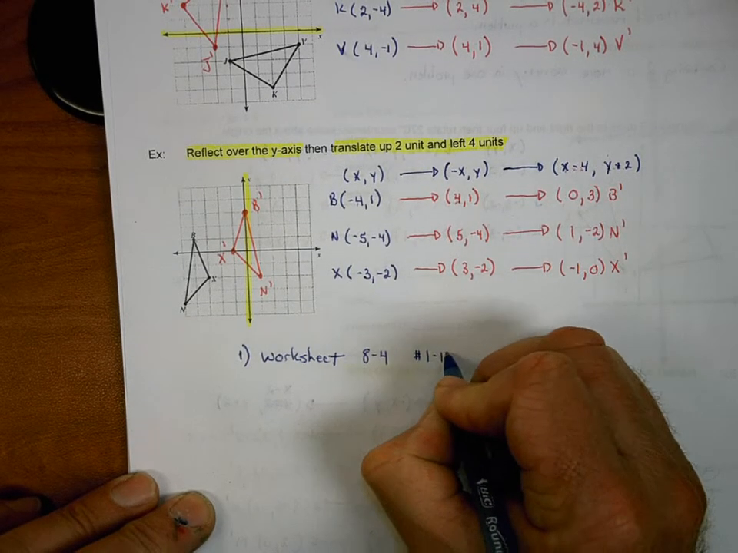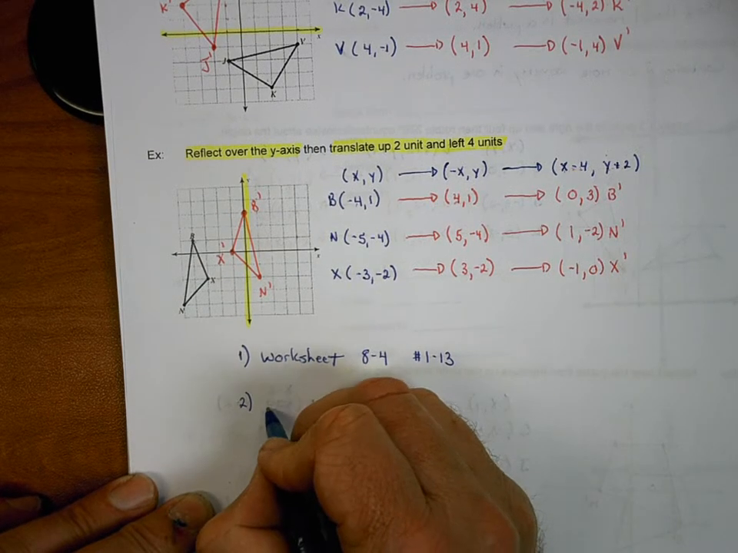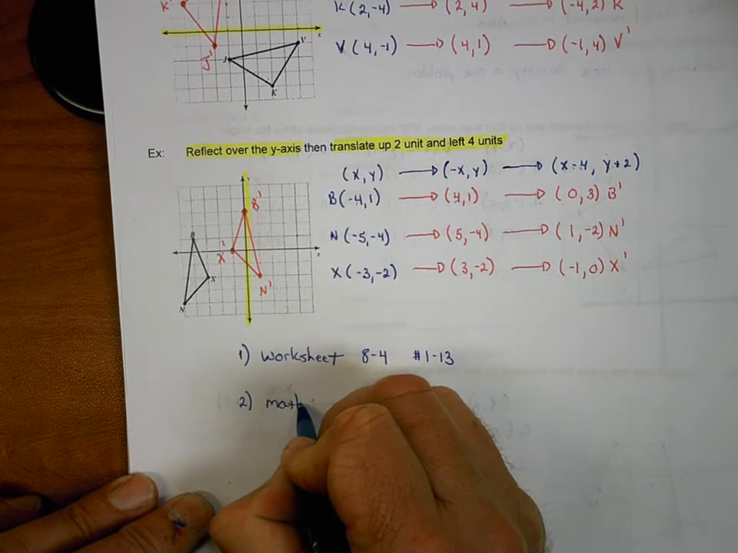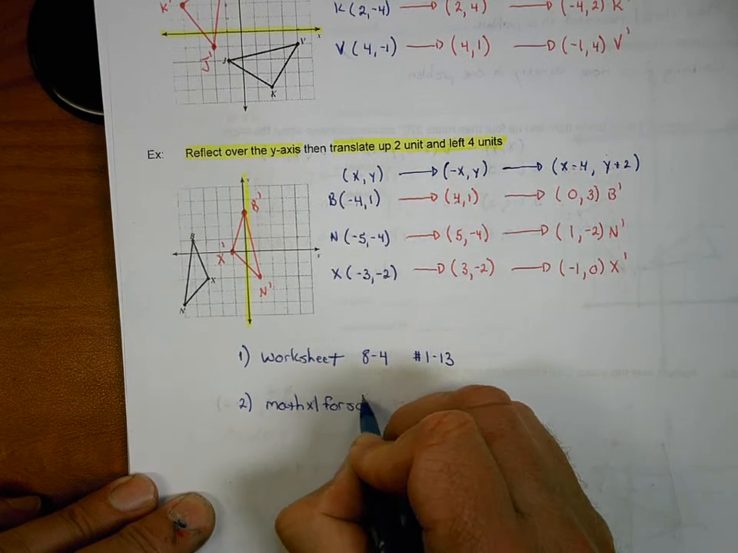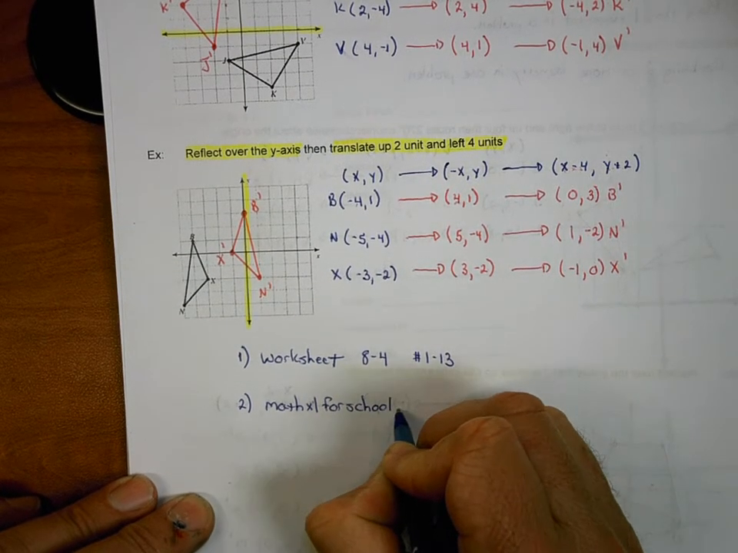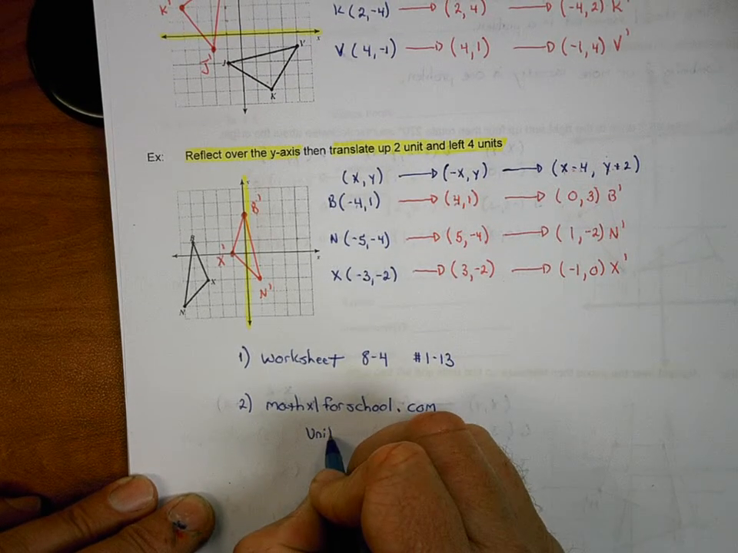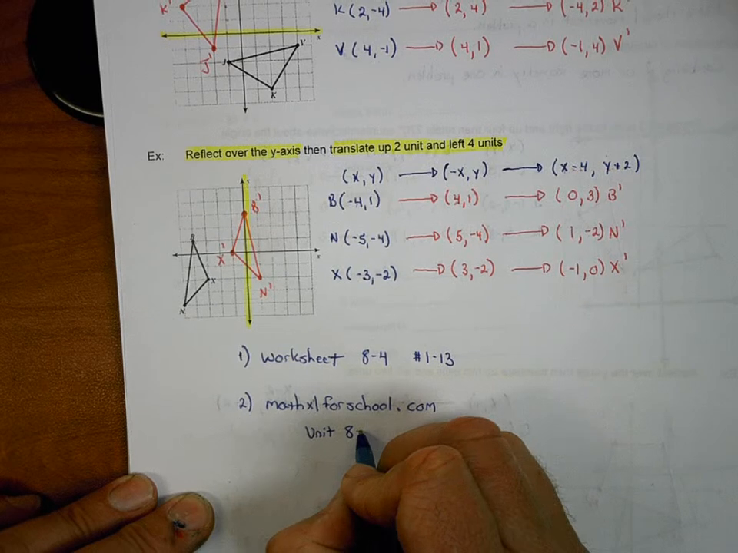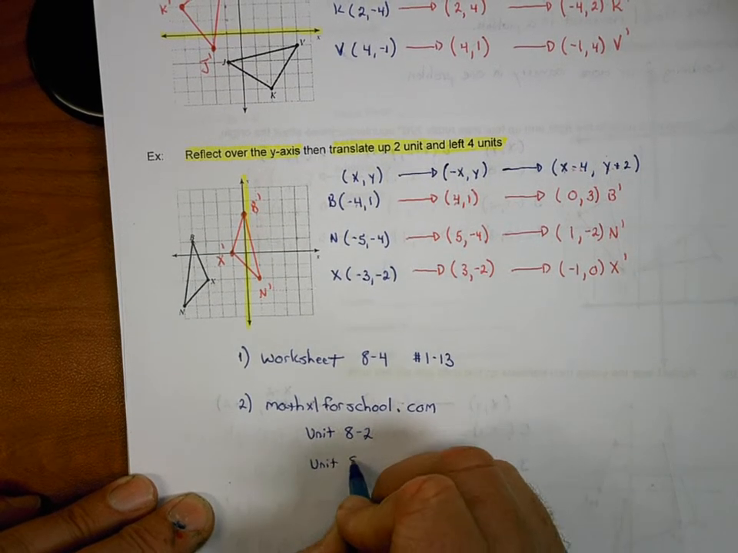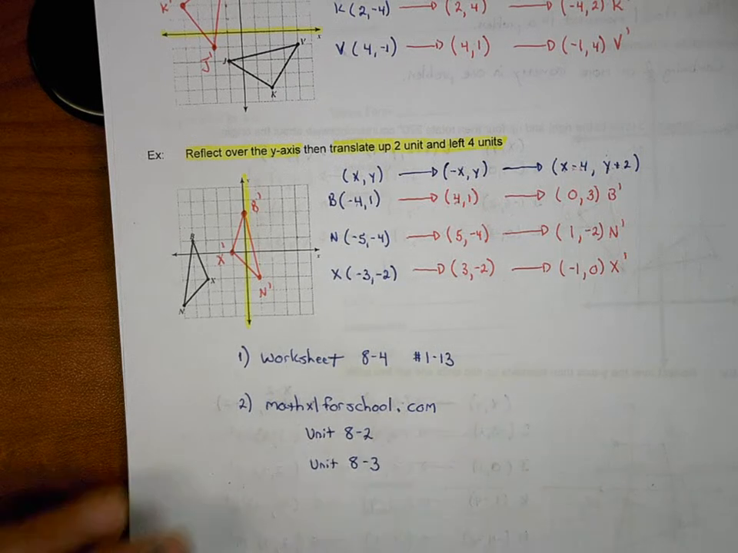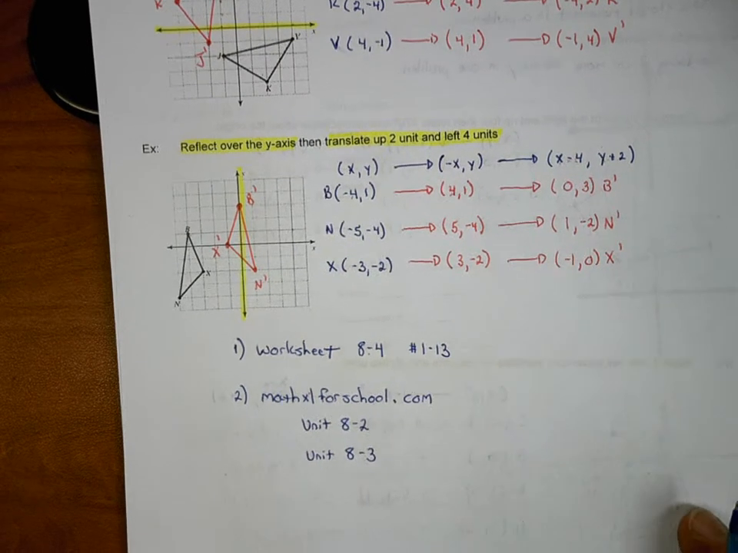Okay, you're going to do worksheet, sorry, I got confused here. You're going to do worksheet 8.4, and you're going to do numbers 1 through 13. When you get that done, then you're going to go to Math Excel for School on the laptop.com, and you're going to do Unit 8-2, Unit 8-3. Okay? So do the worksheet first, and then do the Math Excel. Okay, talk to you guys later.